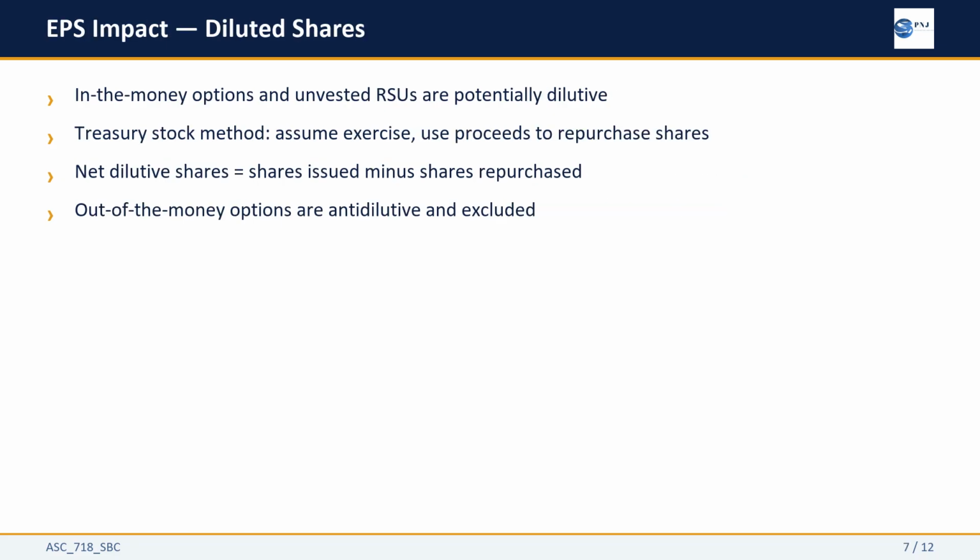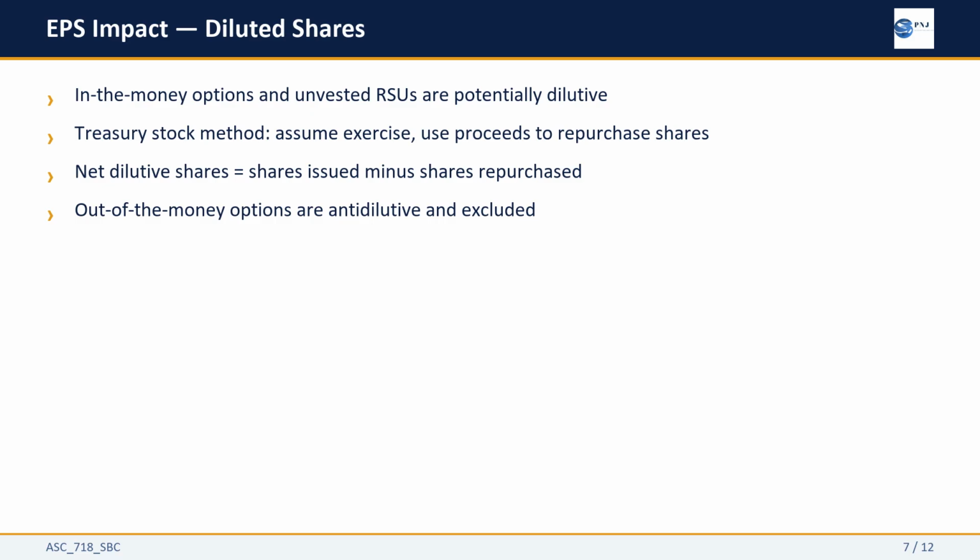Stock options, SARs, and unvested RSUs represent shares that could be outstanding in the future, which dilutes the ownership interest of current shareholders. Diluted earnings per share must reflect this potential dilution. The treasury stock method is the required approach for options and SARs. The logic is intuitive. Assume all in-the-money options are exercised at the beginning of the period. Calculate the proceeds, exercise price times the number of options.